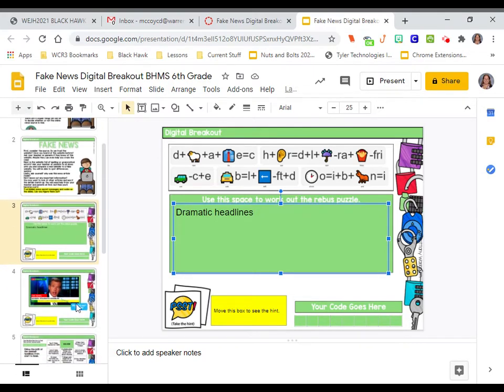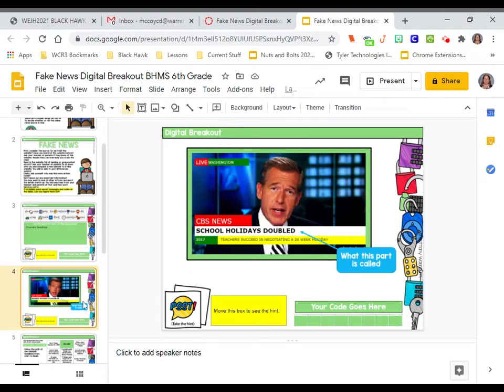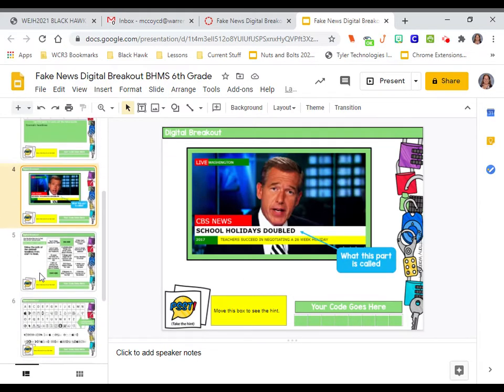Okay, moving on. With this one, it is pointing to this part right here, and it wants to know what it is called. You're going to type the name of what this right here is called down here in your boxes. If you get to the point where you cannot figure it out, again, there is a box here you can move and it will give you a hint.